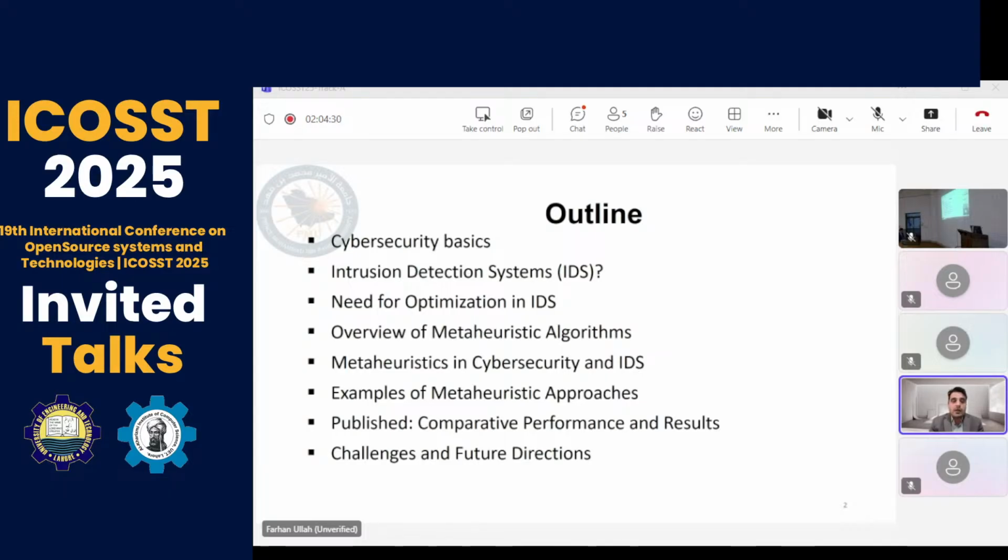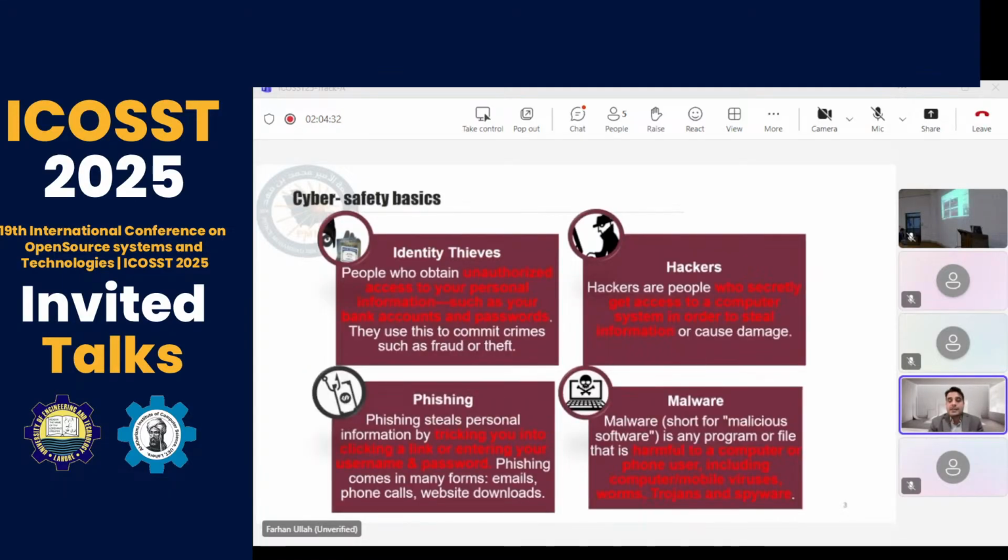This is the basics of cybersecurity, a very basic concept. For example, someone can obtain unauthorized access to your personal information, such as your bank accounts and passwords.